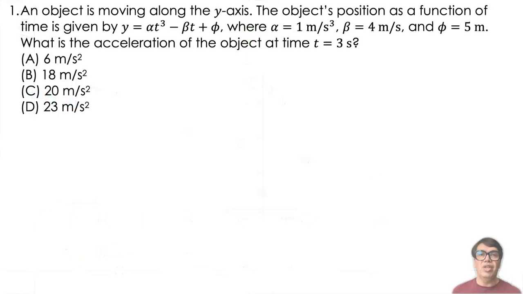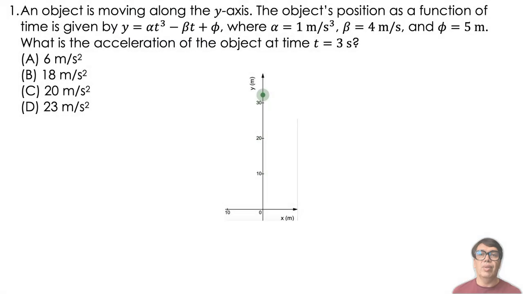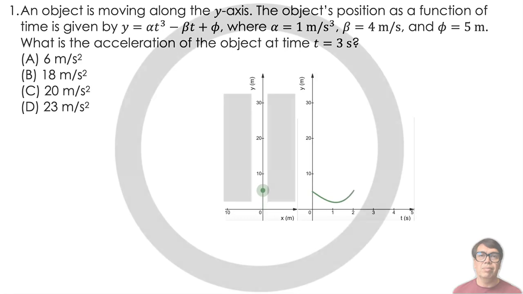An object is moving along the y-axis. The object's position as a function of time is given by y equals alpha t cubed minus beta t plus phi, where alpha is 1 meter per second cubed, beta is 4 meters per second, and phi is 5 meters. What is the acceleration of the object at time t equals 3 seconds?